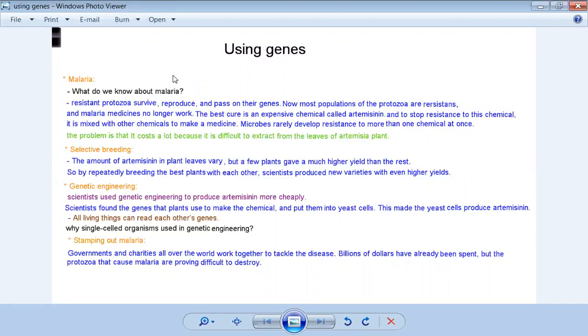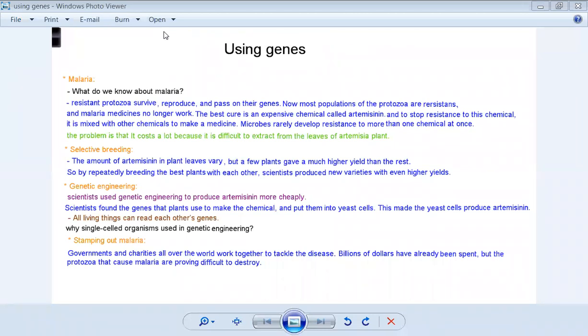We said genetic engineering depends on moving genes from one cell to another different cell, which is another organism's cell. Usually they use yeast. Why do they use yeast cells to produce artemisinin? Mohammed, can you tell me? Can you tell me why most of the time they use yeast cells to get this artemisinin? What's special about yeast cells?